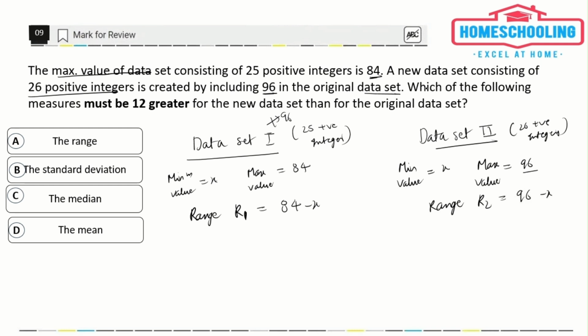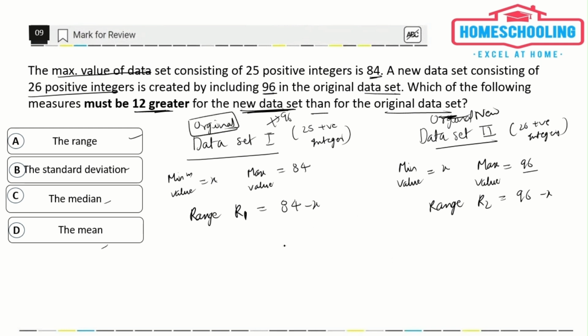In the question we have to find which of the following measures must be 12 greater for the new data set. So we have to find, among range, standard deviation, median, and mode, which of these four will be 12 greater for data set 2, that is the new data set, than the original data set. So this one is your new, and this was your original data set.